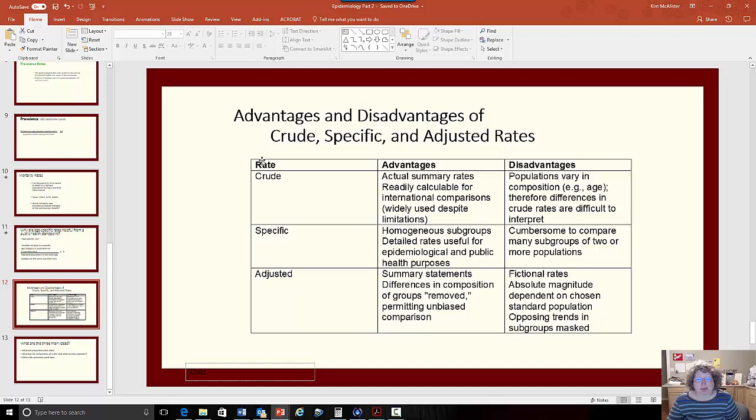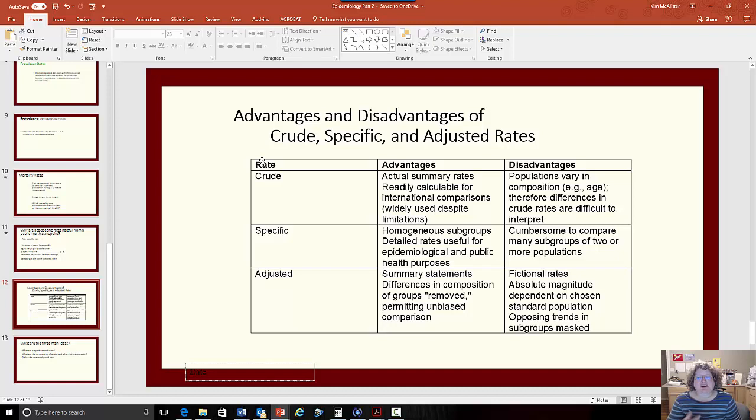In the specific rates, we have homogeneous subgroups. Remember, these are actual divided groups in the population under study. And so they're very useful to break down because they help us find the population that is most affected. The problem is that it takes a long time to calculate all of this out. And so if you're just trying to compare a couple of subgroups, when you divide everything out by every single possible group, then that takes a lot of time and is kind of a burden when you're just looking at a couple of groups.